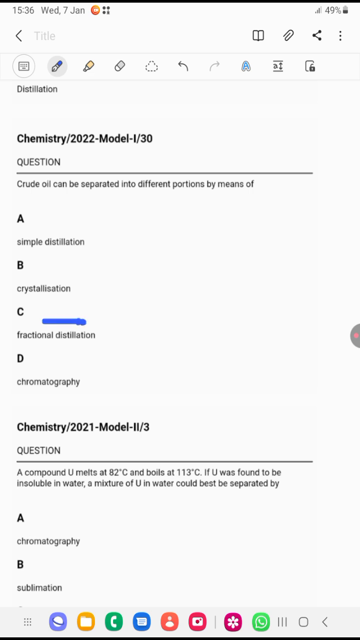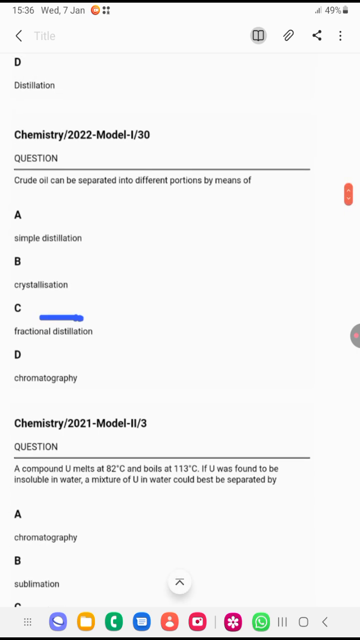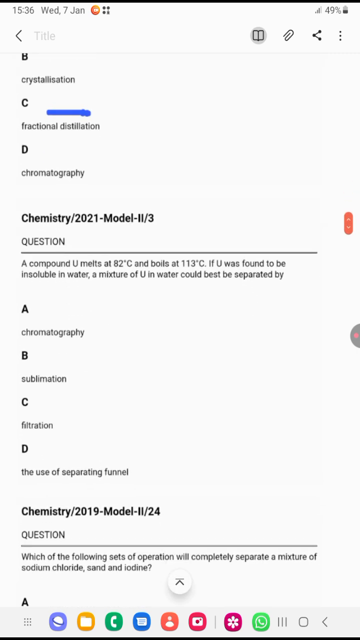We use fractional distillation to separate liquids that are soluble and have close range in their melting and boiling point. And crude oil, petroleum, we use fractional distillation to separate the mixture that are present there. Even refineries that we see, they work through the process of fractional distillation. Now let's look at this question.